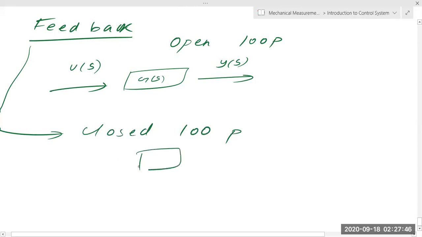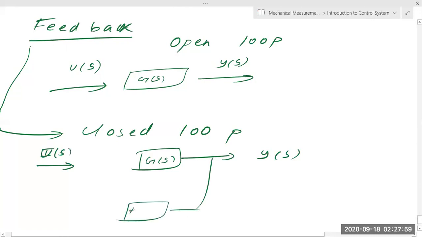You will get a g of s which will have an output y of s. Now there is an input signal. Actually there is an input signal which is u of s, but if the output is not good, you will get a feedback here, which is h of s. Feedback is represented by h of s. Now I'll tell you how do you find h of s. Suppose this signal, whatever is coming out of this, will go where?